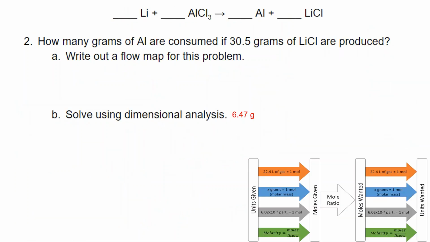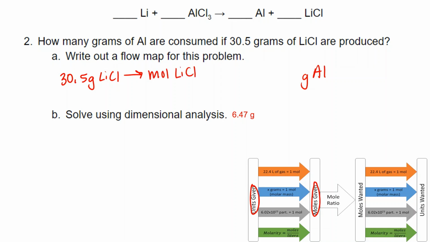Okay, so let's take a look at question 2. So this time we're starting out with our 30.5 grams of lithium chloride, and I want to know how many grams of aluminum do I need in order to form that amount of lithium chloride. So we're starting here with our grams of lithium chloride. I want to change it into moles of lithium chloride. Then I can use my mole ratio to convert this into moles of aluminum. And then I can use molar mass to convert it into grams.